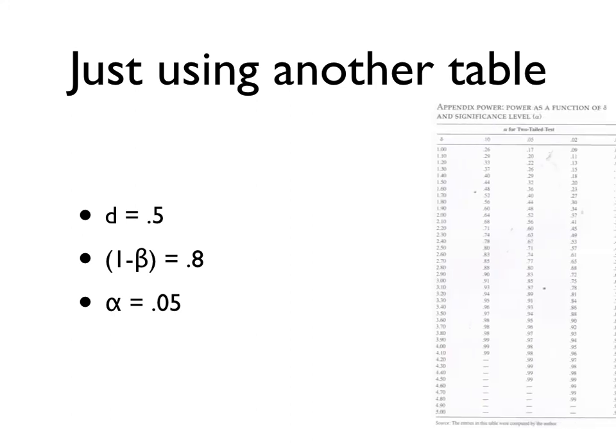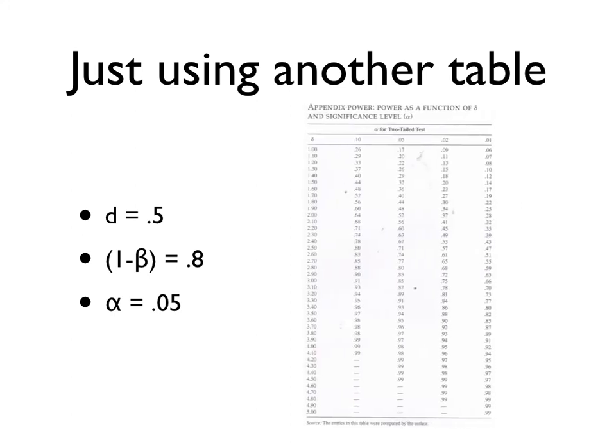So this is just looking stuff up on another table. That's all this is. So we're setting d at 0.5, 1 minus beta at 0.8, alpha at 0.05. And it's not very easy to see. What this table allows us to do, we have the alpha for a two-tailed test.